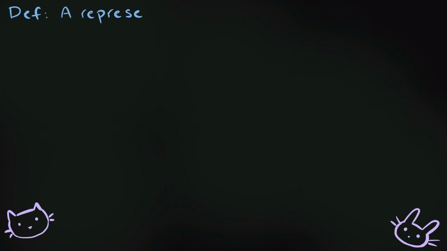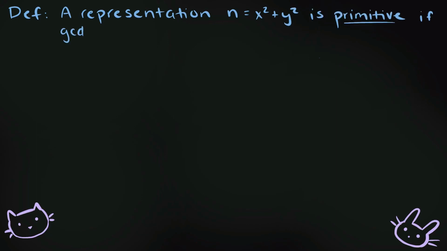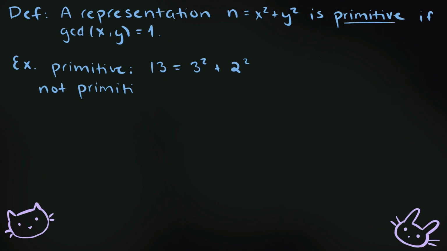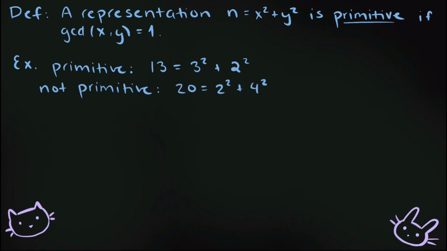So the first definition is a representation n equals x squared plus y squared is called primitive if the greatest common divisor of x and y is 1. So some examples are 13, which is equal to 3 squared plus 2 squared, is primitive because the greatest number which divides both 3 and 2 is 1. While 20, which is equal to 2 squared plus 4 squared, is not primitive because both 4 and 2 are divisible by 2, which is greater than 1.